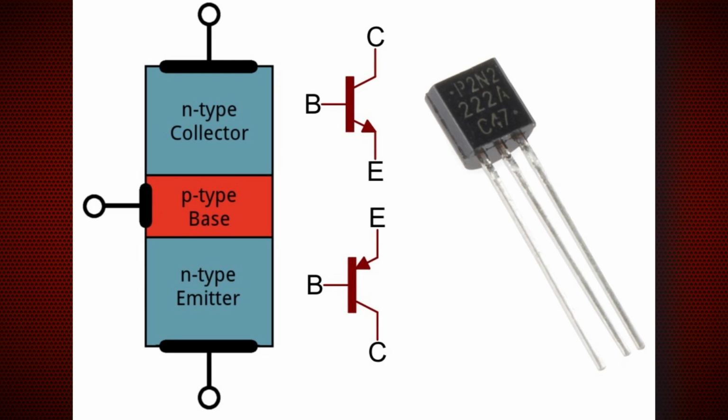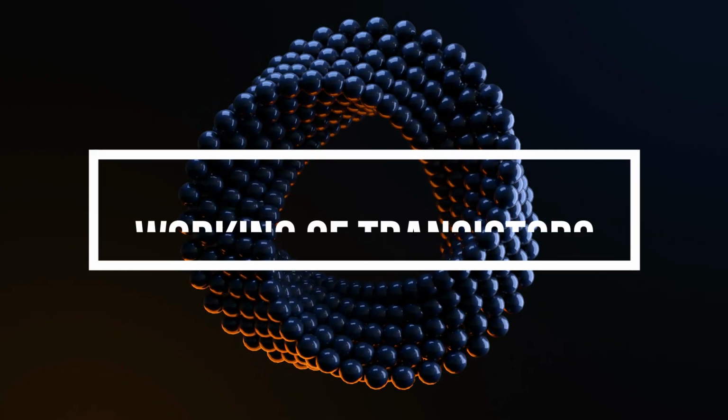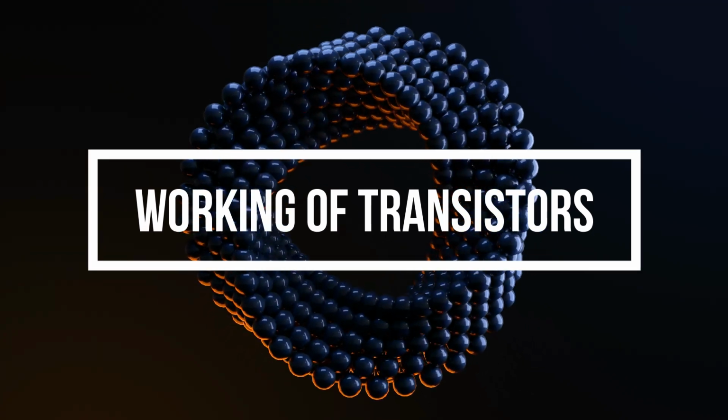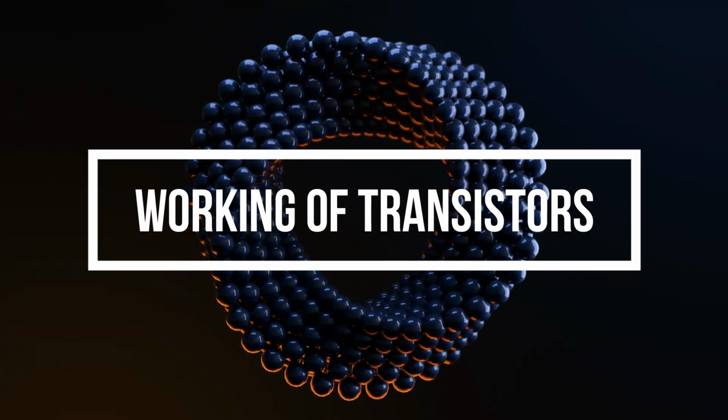As you can see in the symbol of NPN and PNP transistors in the shown images, in the NPN transistor the direction of flow of current is from base to emitter, and in the PNP transistor the direction of flow of current is from emitter to base. Now coming to the last topic of this lecture, that is the working of the transistor.